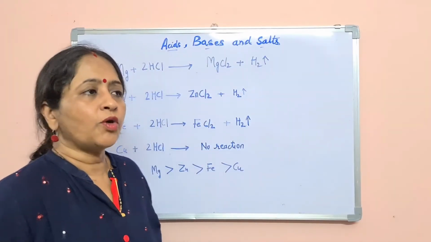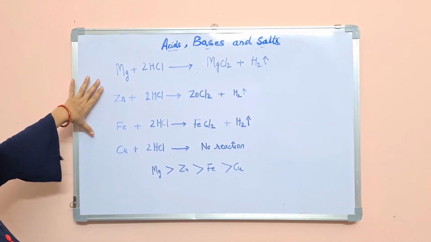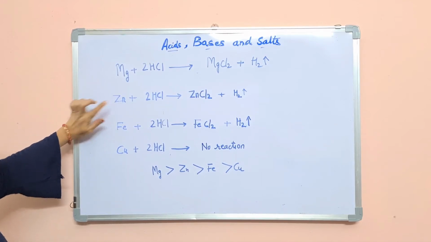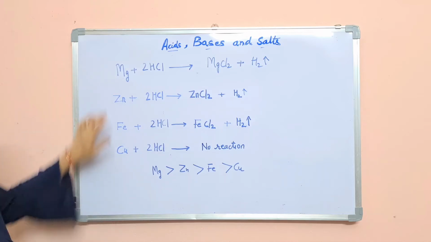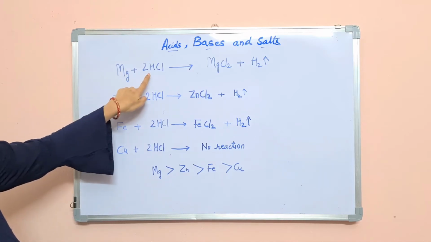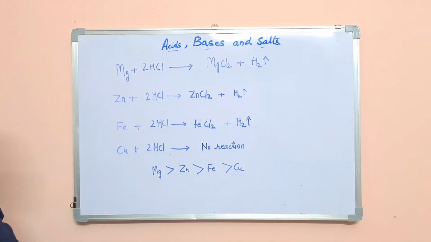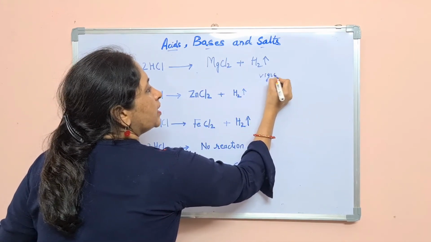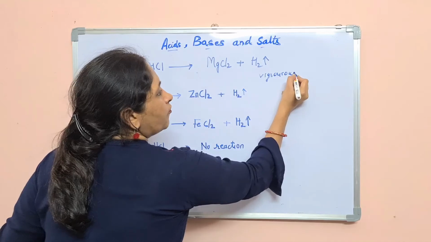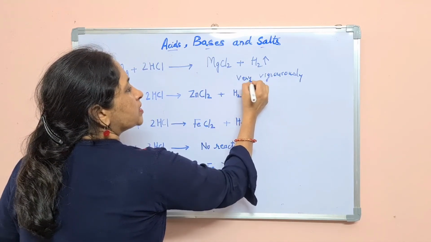Let's see the reactivity of other metals with the acid. In the last activity we saw the reactivity of zinc with acid. Now let's compare the reactivity of magnesium. When magnesium is dropped in a solution of hydrochloric acid, hydrogen gas is evolved. This evolution of hydrogen gas is very vigorous, meaning very fast.